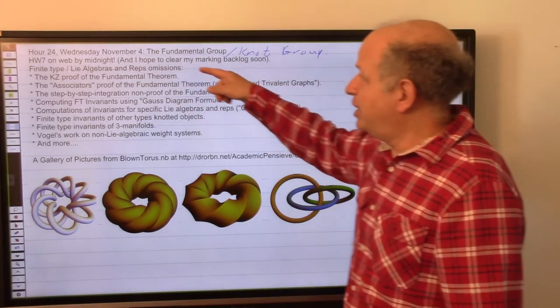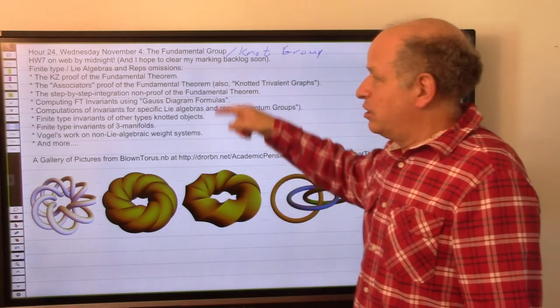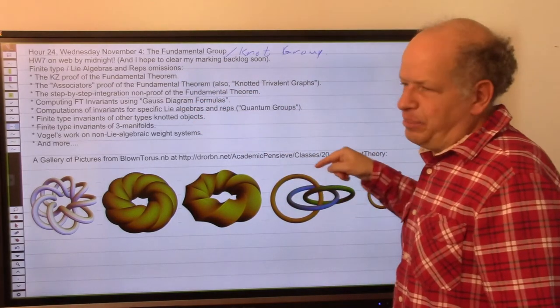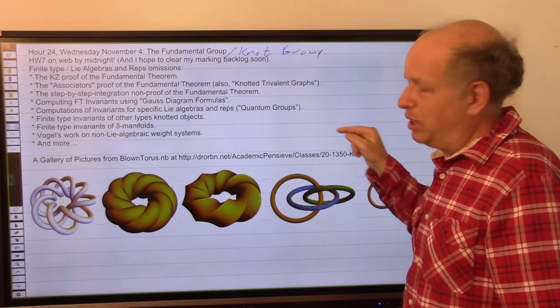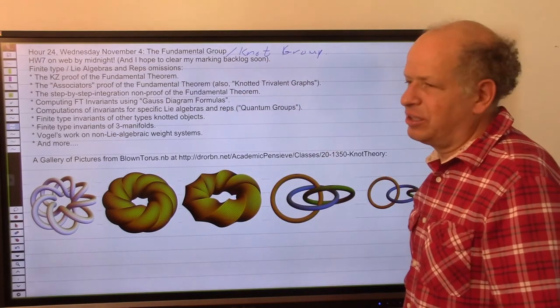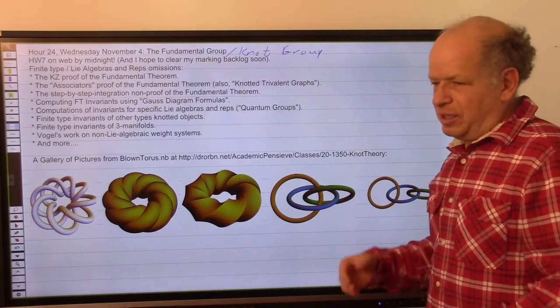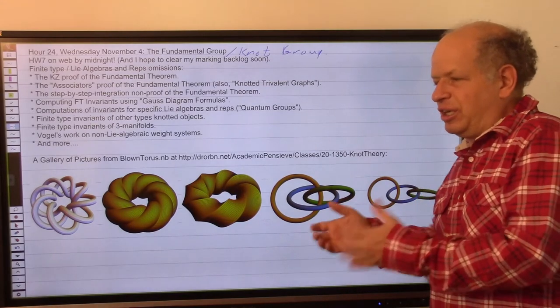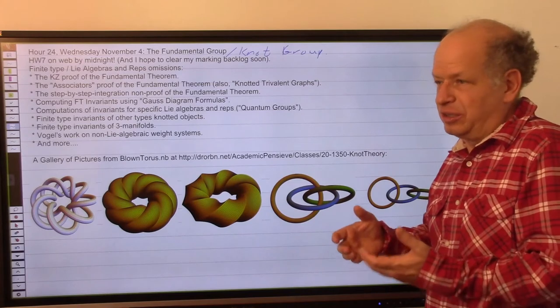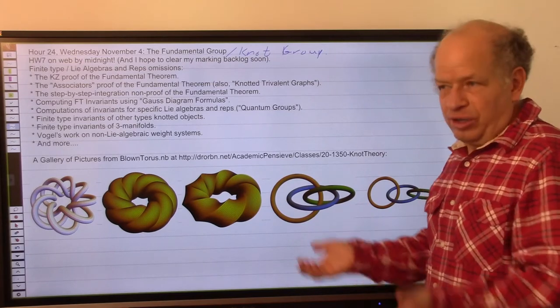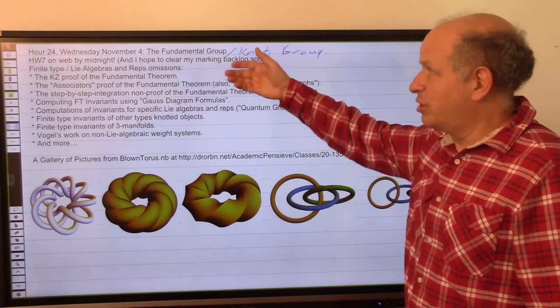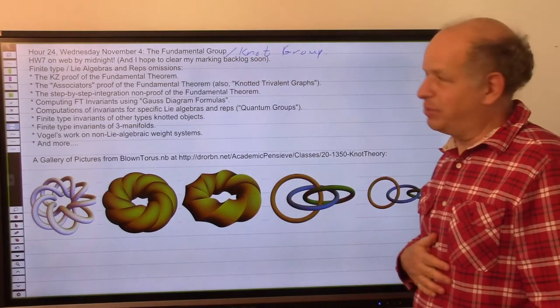And I want to say that we are switching out of finite type invariants. We might come back at some point to do some of the points here, but it's a topics class, so we touch lots of topics, but it also means that in each topic we don't go all the way. So we didn't go all the way when we talked about Khovanov homology. We're also not going all the way when we're talking about finite type invariants.